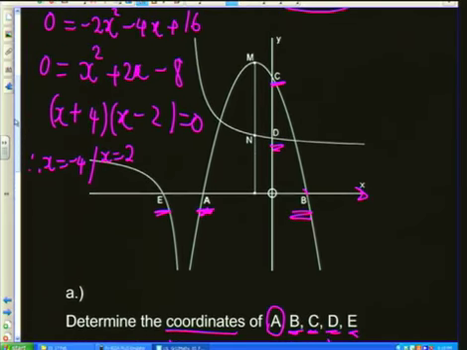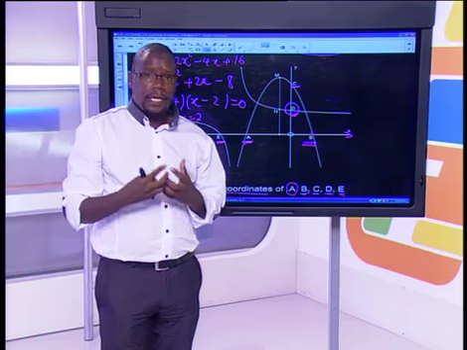D and E. Now we first have to check what D is in this graph and also E. So if we look at D, D is the y-intercept of the hyperbola. Now this is our hyperbola. This is the y-intercept. What happens at the y-intercept?